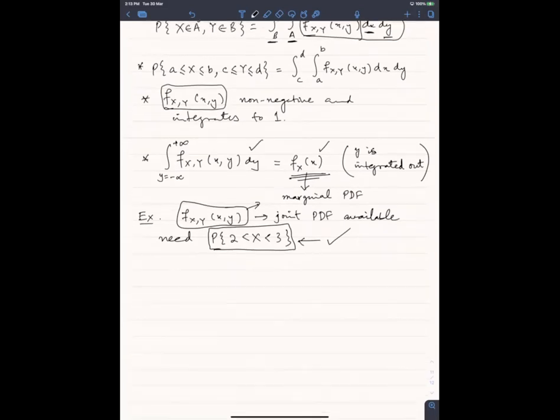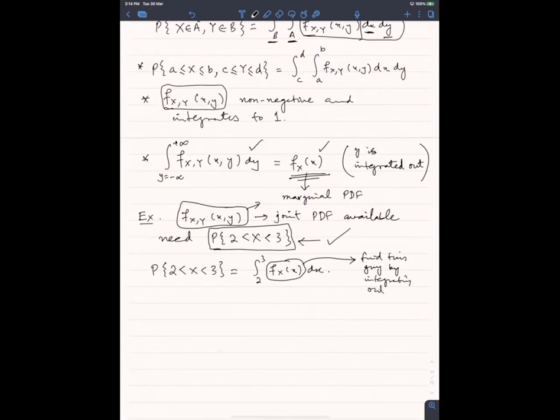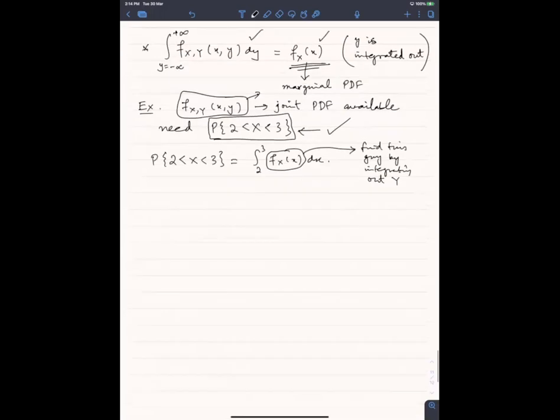Okay, so if you recall, the probability that your random variable x falls between 2 and 3. By the way, since x is a continuous random variable, whether I put less than or less than or equal to, it means exactly the same thing. It makes no difference whether you put it or not. The reason is that for a continuous random variable taking a specific value, the probability of that event is always 0. So this would be equal to, if I somehow find out the density function of x by integrating out y, the integral from 2 to 3 of f_X dx. How do I find this? By integrating out y. You have to integrate out y. Okay, in fact small y.